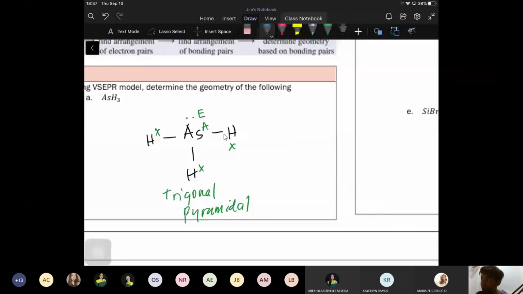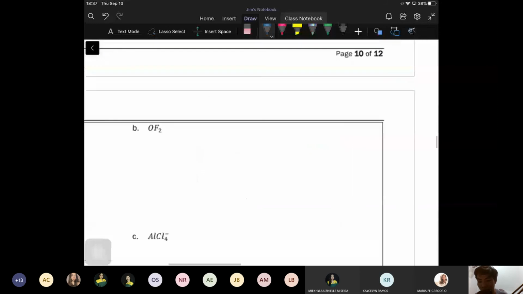So, kung gusto nyo ito i-draw into trigonal pyramidal, pwedeng gawin nyo dyan. Yan yung lone pair. Yung tatlong H, ilagay mo na lang. Nakapaganyan siya. No? So, yan. Trigonal pyramidal, no? Understood na yan, no? Trigonal pyramidal yan pag ganyan, no? Okay. So, proceed tayo. Next one, OF2.